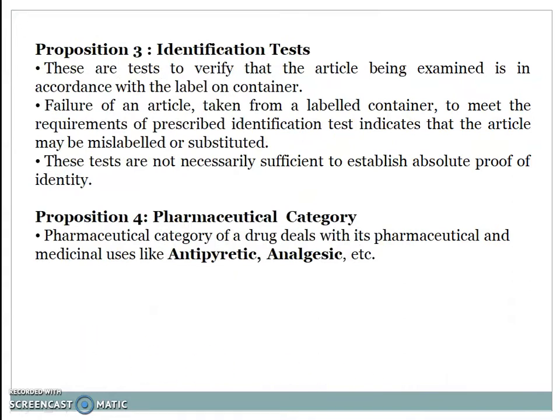Then proposition 3, identification test. These are the tests to verify that the article being examined is in accordance with the label on the container. Failure of an article taken from the labeled container to meet the requirement of the prescribed identification test indicates that the article may be mislabeled or substituted. These tests are not necessarily sufficient to establish absolute proof of identity.